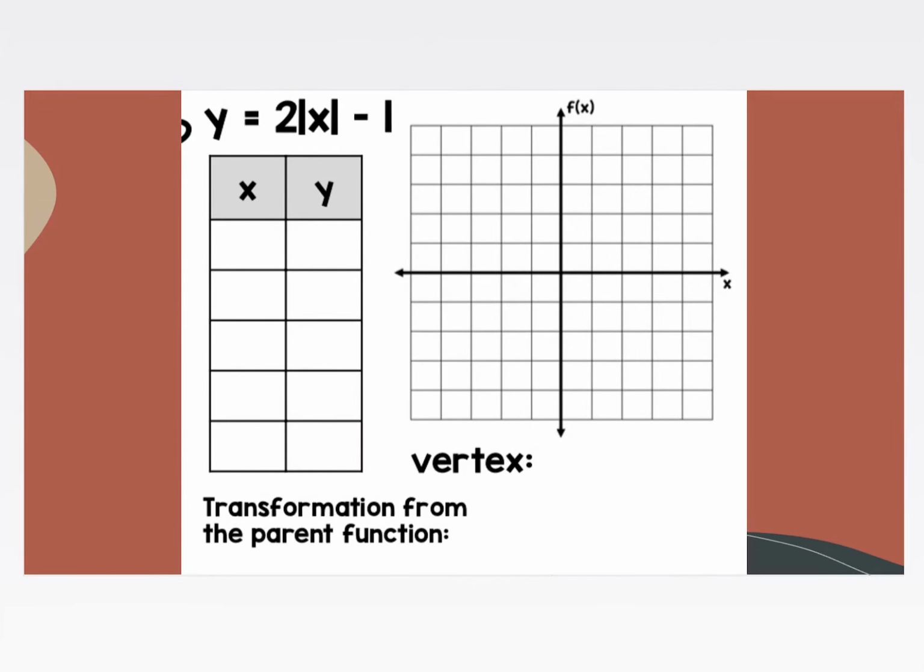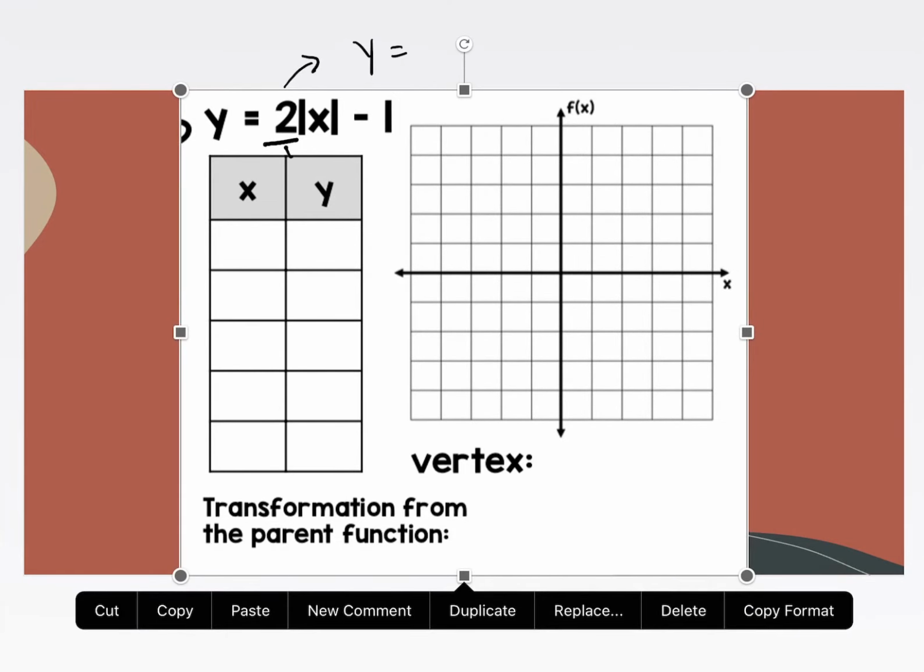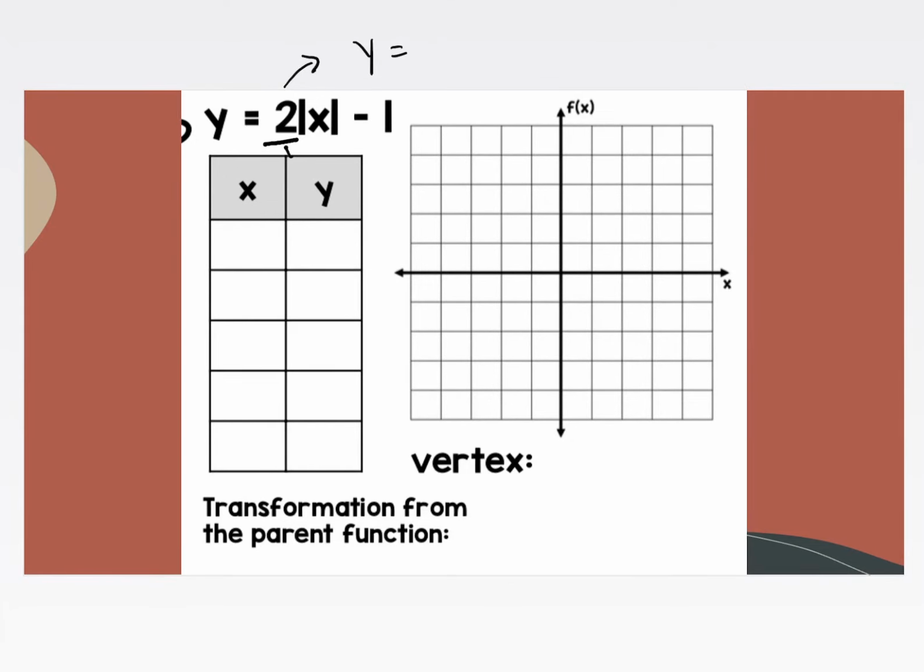Two more problems. Let's try y equals 2 times the absolute value of x minus 1. So this is really 2 over 1. I just want us to keep that in mind. We can also rewrite this as y equals 2 times the absolute value of x minus 0, minus 1. This makes it super handy in order to determine our vertex. So our vertex is at (0, -1). We can plot that right there.